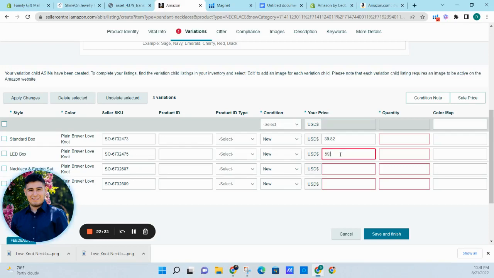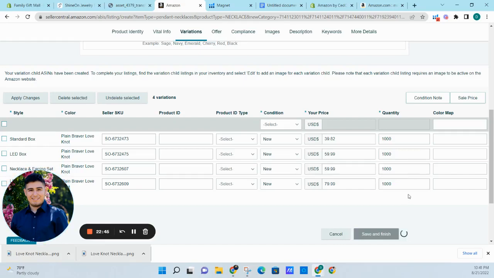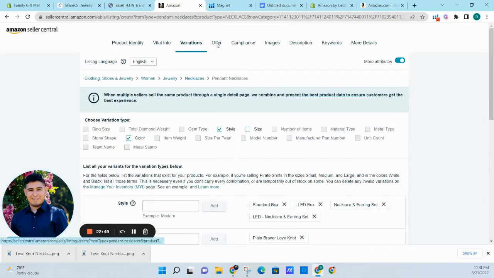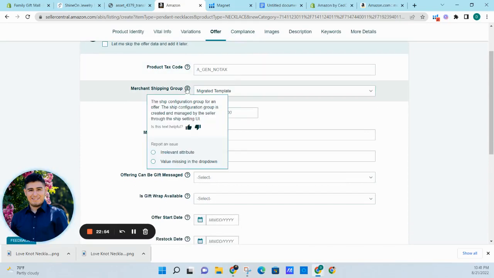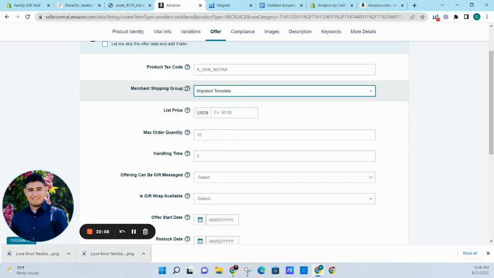Then the mahogany doesn't really matter. I always add up $20. The standard box with earrings, I start with $59.99, and the luxe box with earrings, I do $79.99. In the quantity section, I'll put 1,000 for all of them. Next, we go to offer. In the offer section, you've got to make sure to configure the shipping settings. This is very important. So make sure to configure your shipping settings.